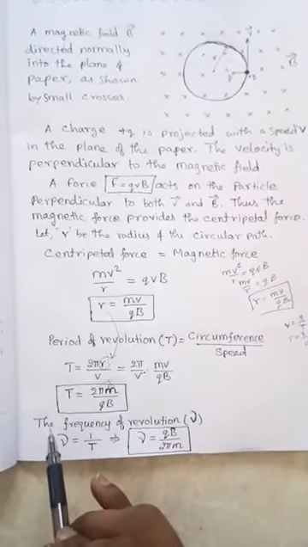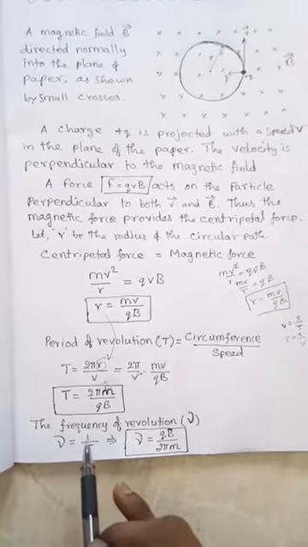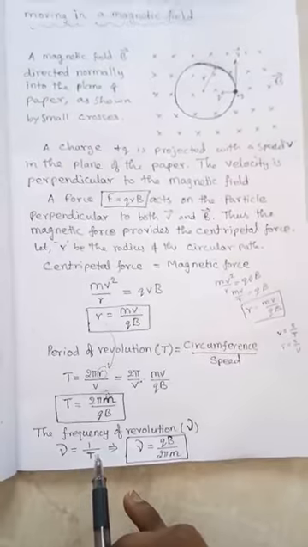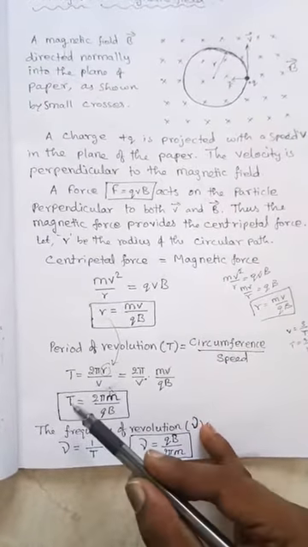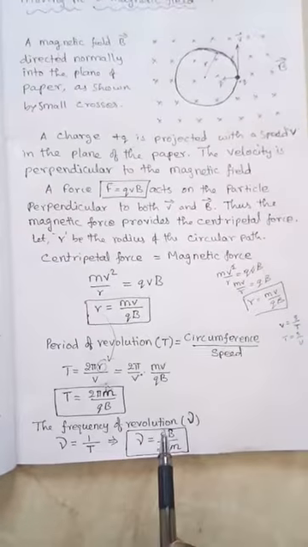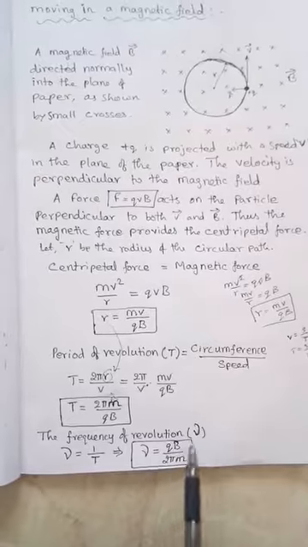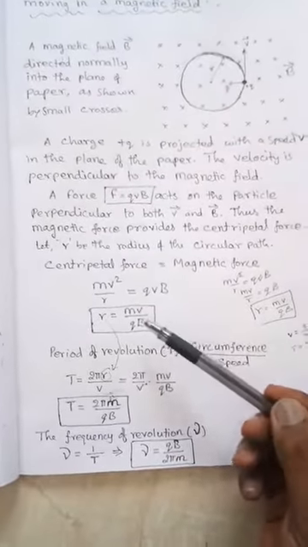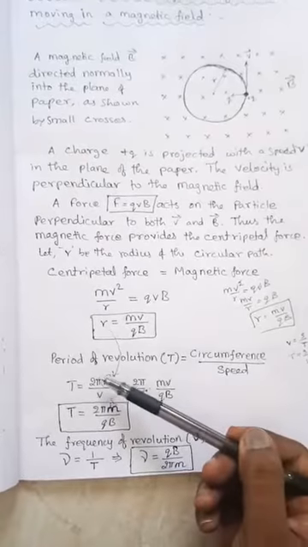Now we want to find the frequency of the revolution, nu. The frequency is inversely proportional to the time period, so you can easily calculate it. The reciprocal of the time period is qB divided by 2 pi m. It's the frequency of the revolution. You can easily calculate the radius of the circular path, and also you can calculate what?